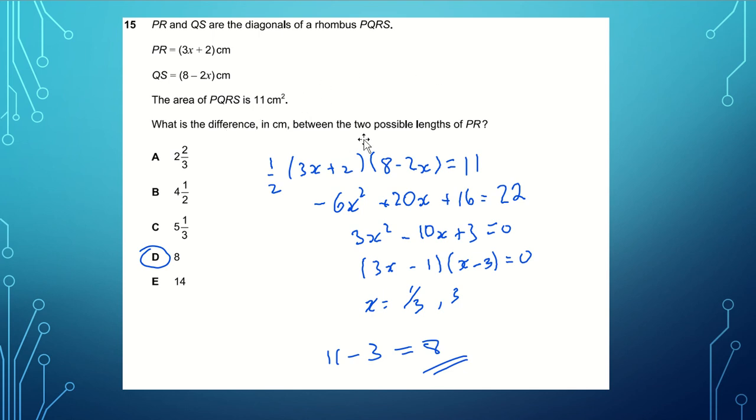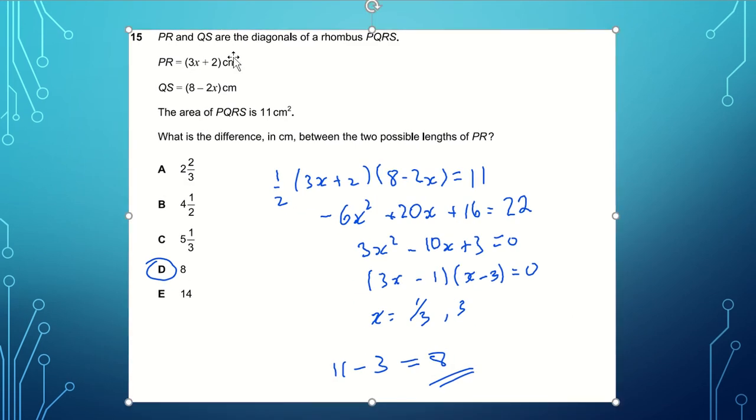What's the difference between the two possible lengths of PR? Okay, well, we're going to need to know what x is. So use the given information of area: we multiply the diagonals, half that gives us the area. So that's a starting point. Once again, reduce to a quadratic equal to 0, and we're going to factorize and get two possible values for x, and we put those in turn into PR, and the difference is 8.